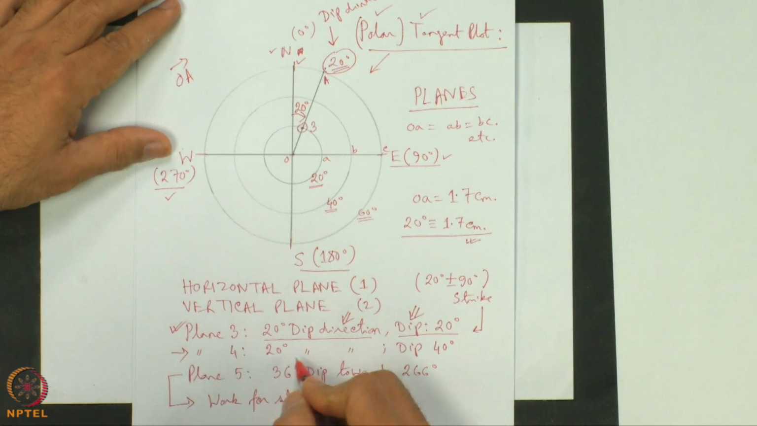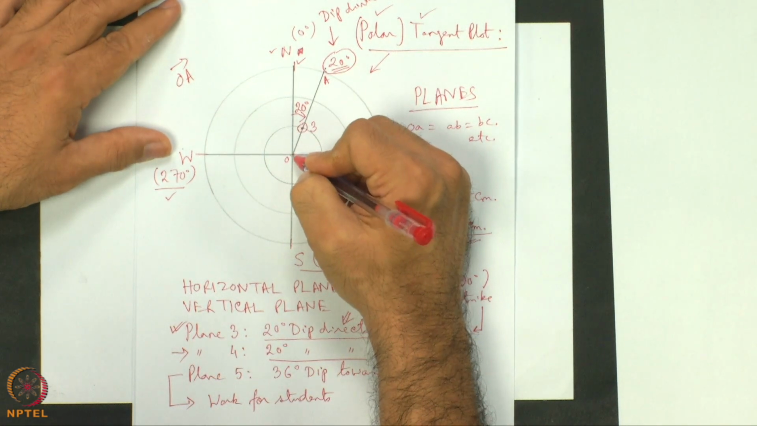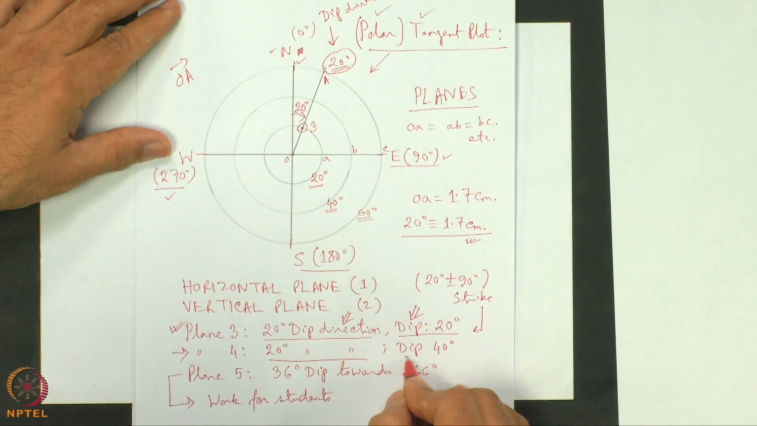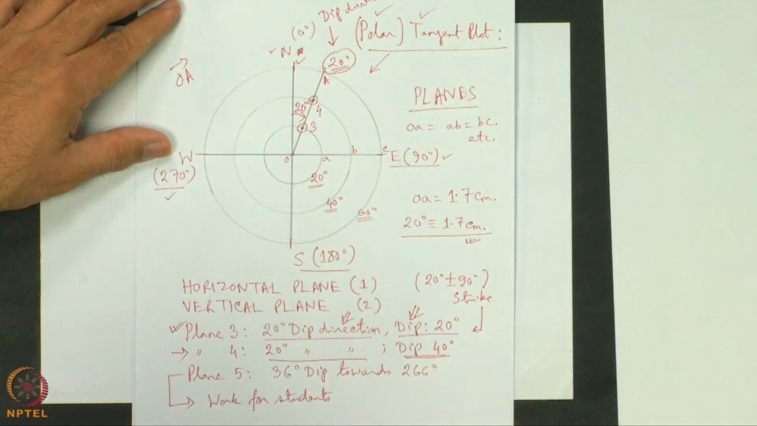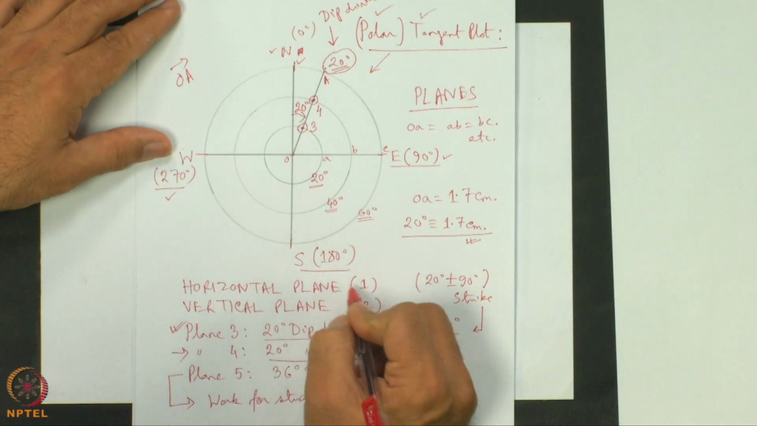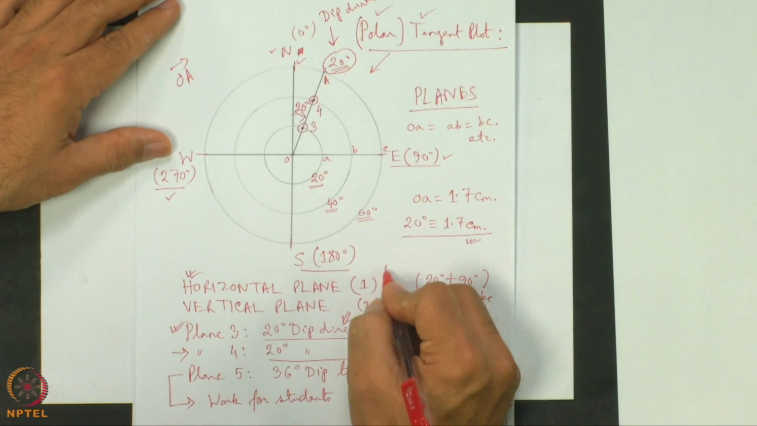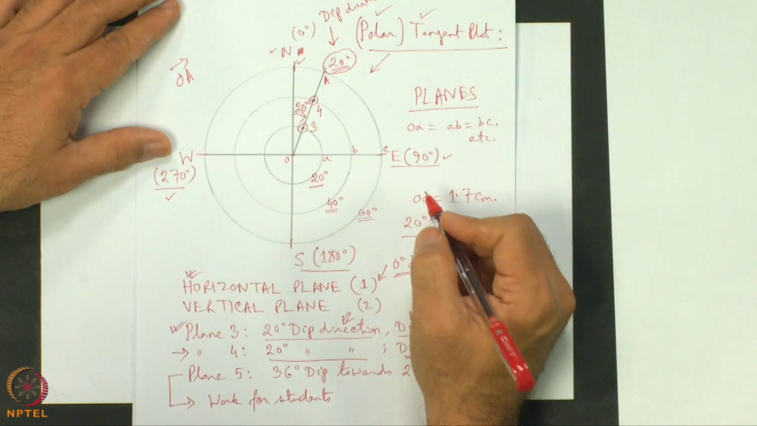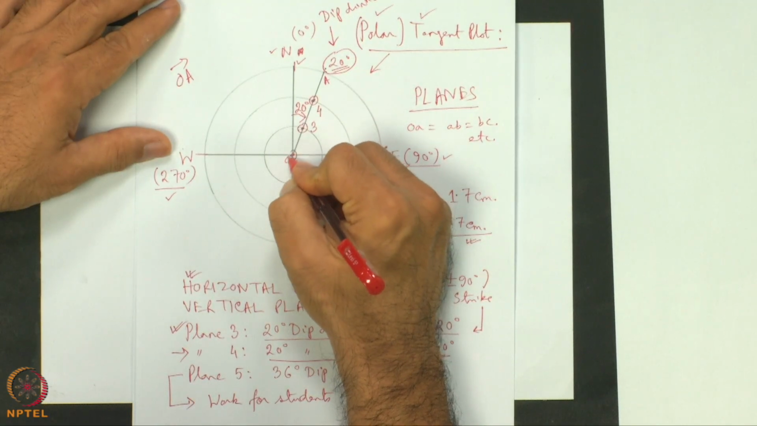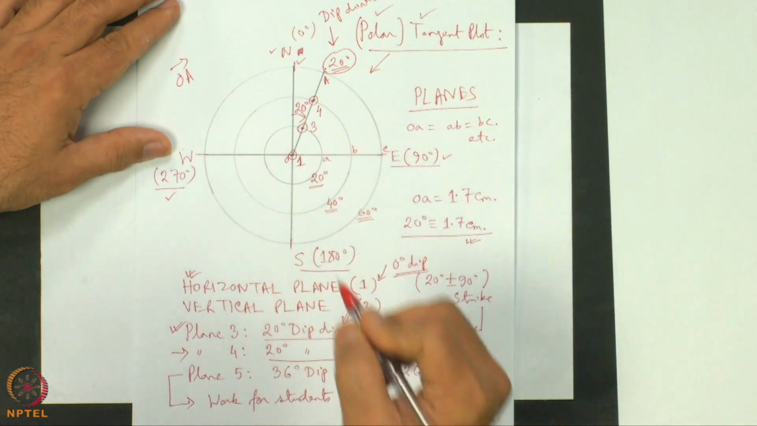Let us take plane 4. It has 20 degree dip direction, same, so we will be considering O capital A line and it dips 40 degree. This is the polar tangent plot or the tangent plot of plane 4. Now we are going to consider a horizontal plane 1. A horizontal plane has 0 degree dip. Therefore, this point O itself represents the horizontal plane given by 1.